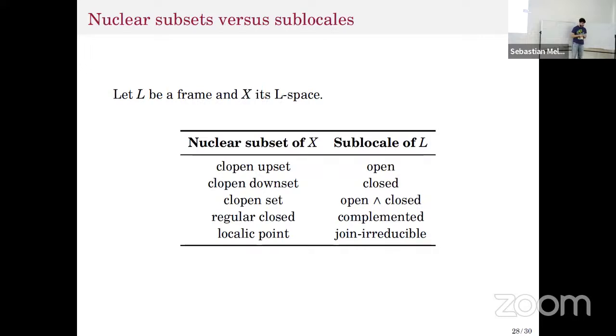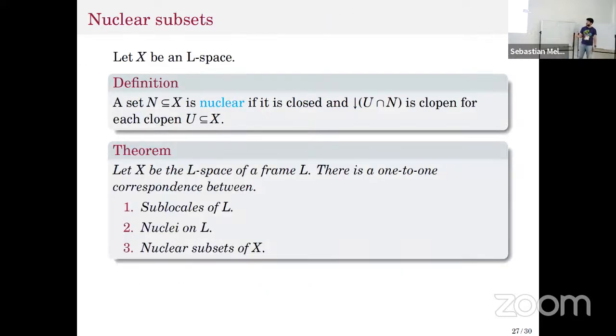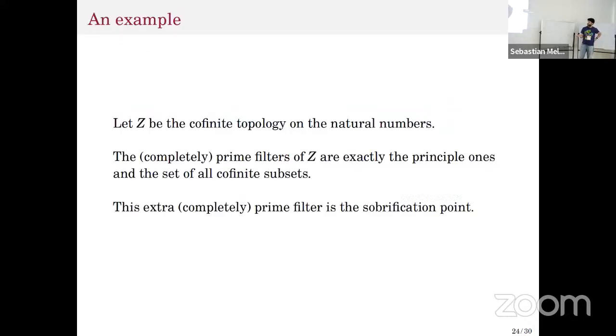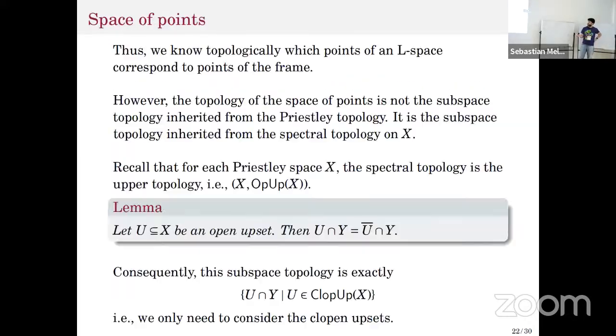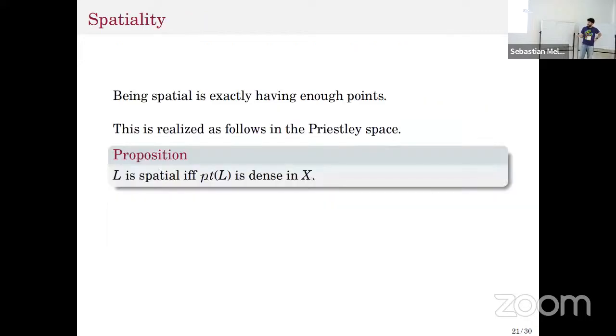Can I go back to the spatiality problem? It says that the frame was spatial if the set of points of the frame was dense in X, in its Priestley space. So that says that, with the subspace topology, the points of L have the same opens as those of X, because any open of X would have a point. Yes, it's because of the opens of X.